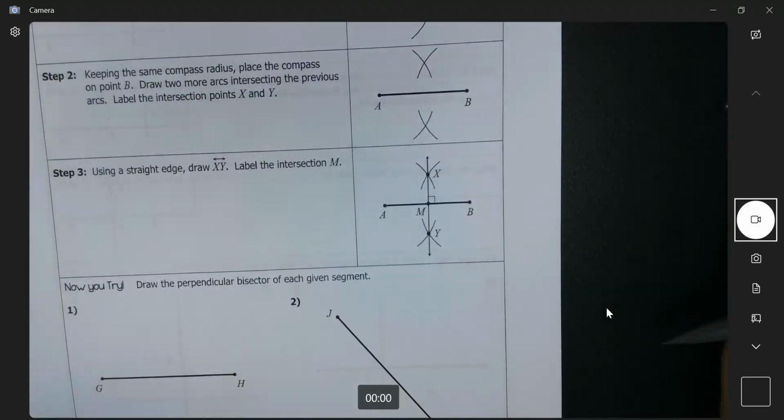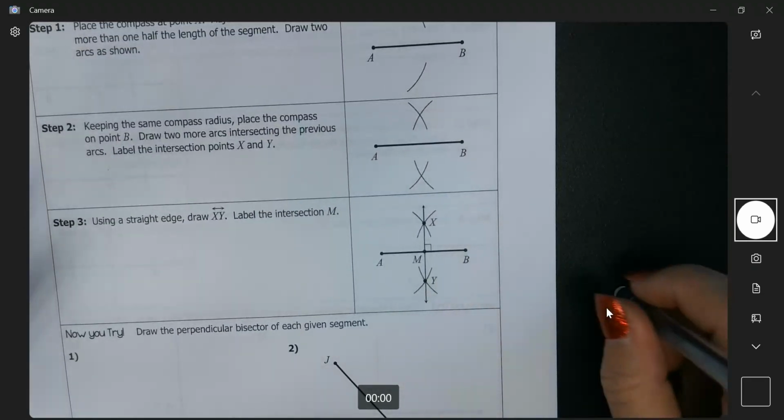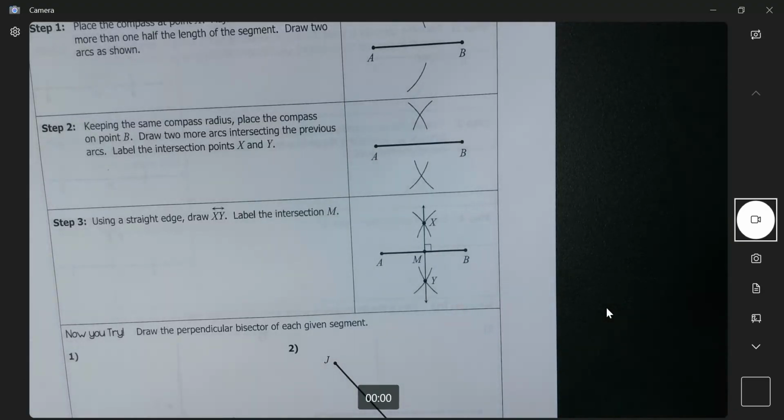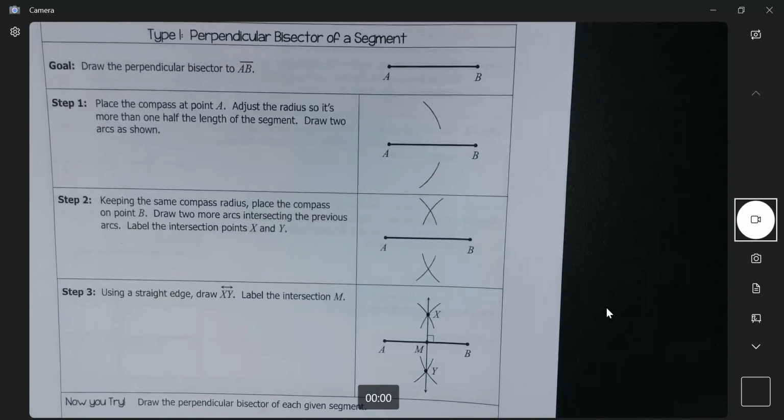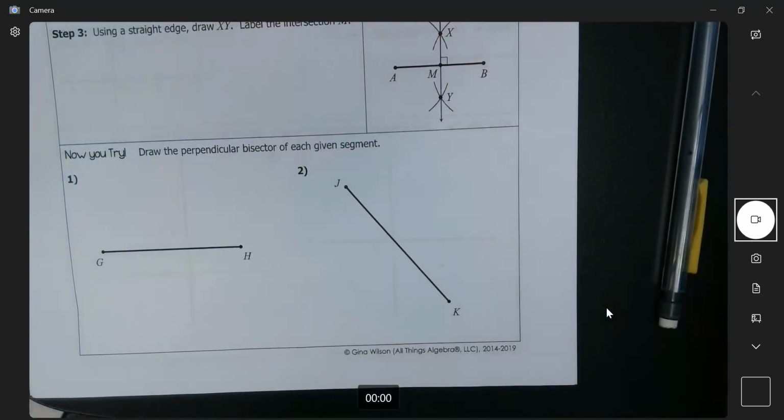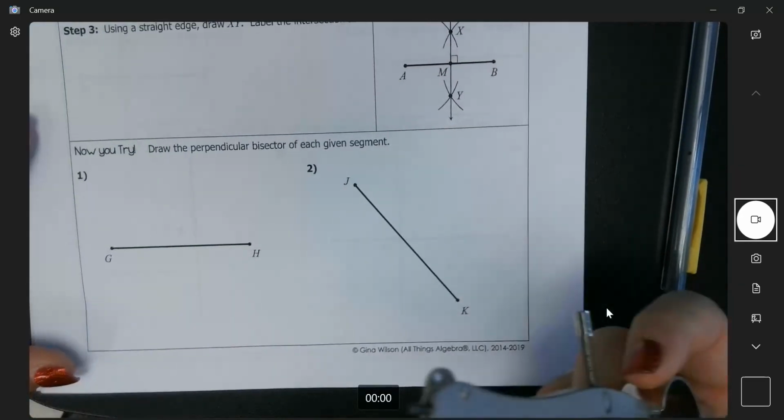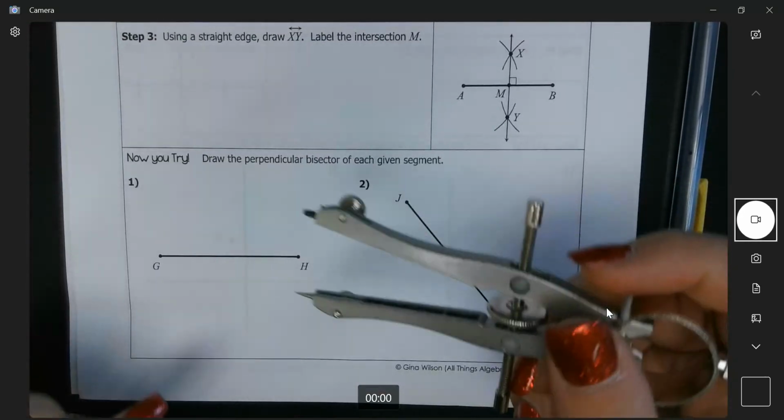Now we're going to take a look at the perpendicular bisector. So it's perpendicular, but it's also bisecting the segment. This one is also pretty quick. Again, all the steps are here for you. What you're going to do is take this segment. I'm looking at number 1. I'm going to take my compass and place the point.